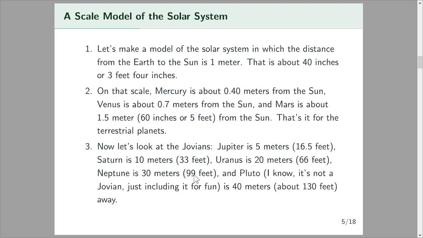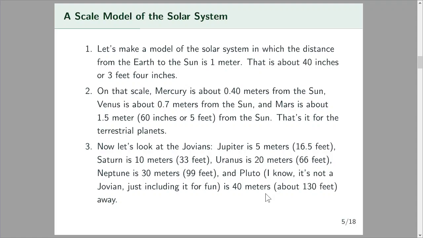That's a long way, right? 30 meters is maybe 33 yards or something like that. Hopefully you can sort of imagine what that is on a football field. So these Jovians are spread way out in comparison to the terrestrials, which are as far away as 5 feet, right? Pluto, I know it's not a Jovian or a planet at all, but just for fun, it would be 40 meters or 130 feet away about.